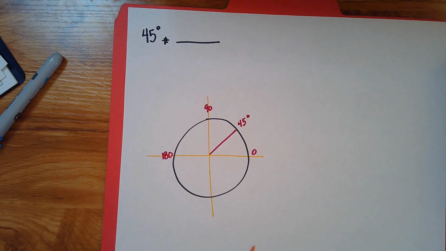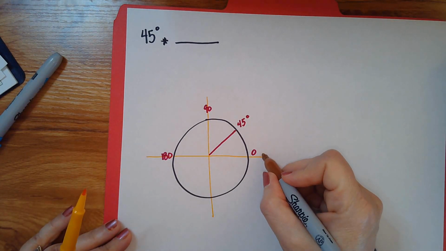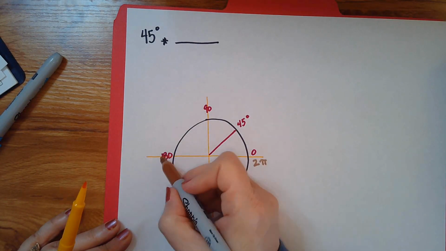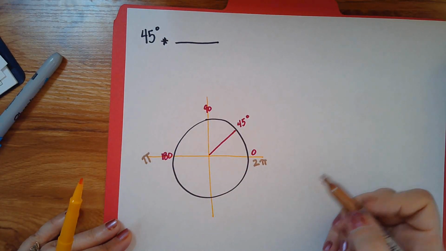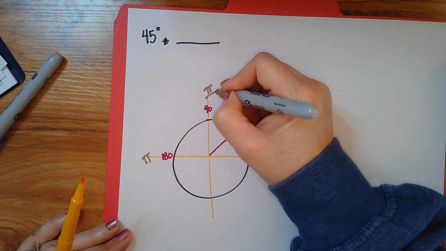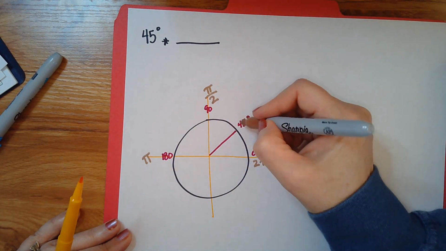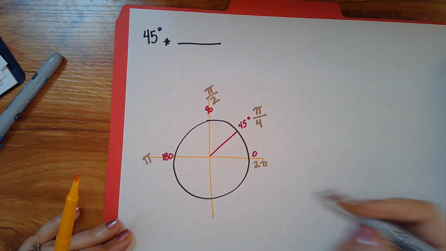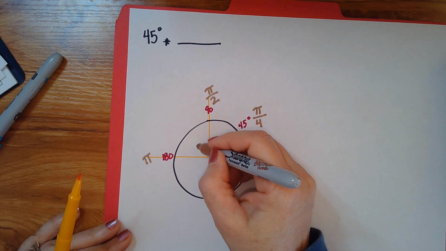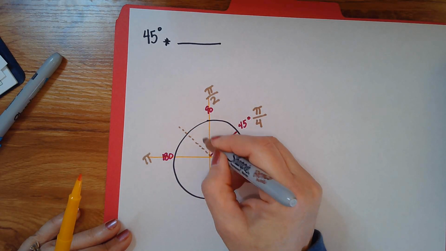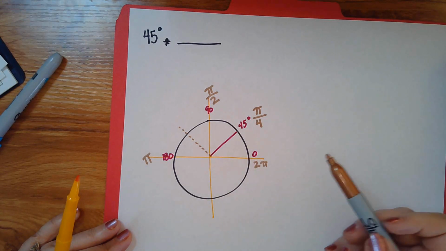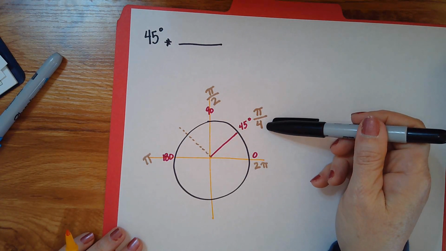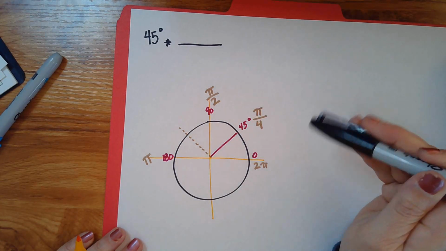Now, let's convert that into radians. This, if you went all the way around the circle, would be 2 pi radians. So halfway around the circle is going to be pi radians. 90 degrees is going to be half of pi, so that's pi over 2. And 45 degrees is going to be half of pi over 2, which is pi over 4. Again, 1, 2, 3, if you can imagine a little thing here, 4. You would have 4 segments to get you to 180. So we already know that the answer should be pi over 4. Let's figure out how to get it using this technique.